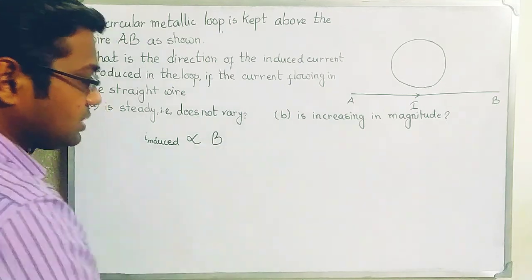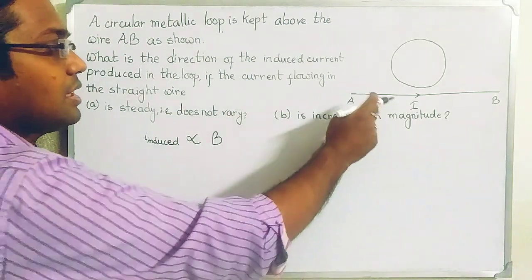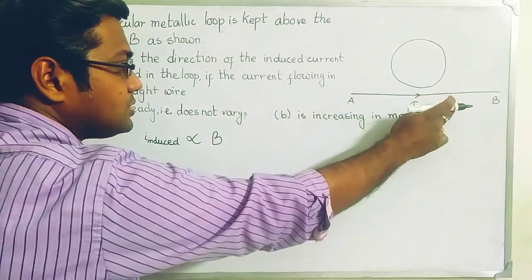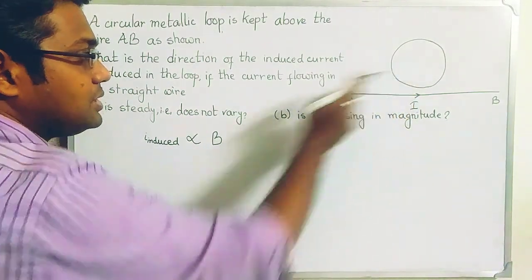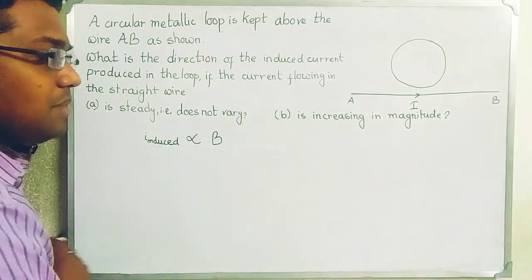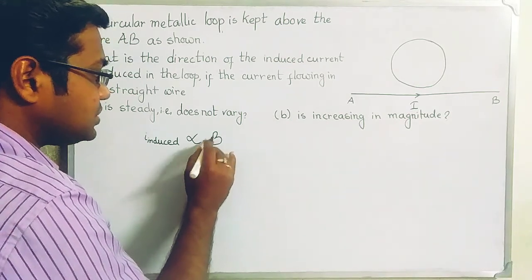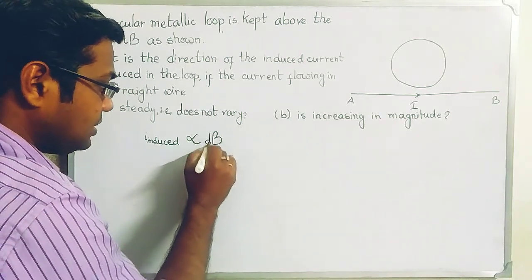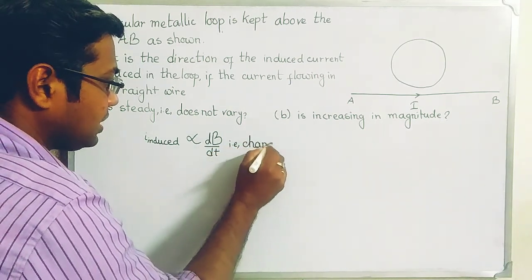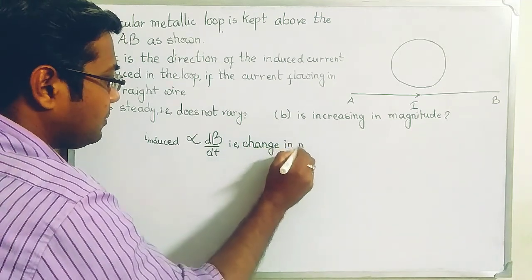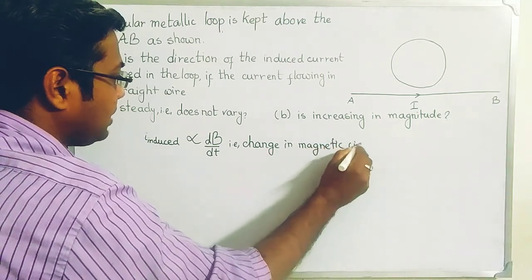It depends on the magnetic field. If the current I is flowing through the wire, it creates a magnetic field around it, and the loop is within this magnetic field. So it is depending on the changing magnetic field. I can write dB/dt, the change in magnetic field with time.